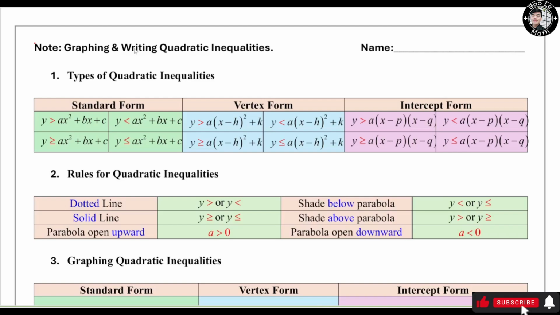Hello everyone, in this video we're going to learn how to graph and write quadratic inequalities. First, we're going to talk about the types of quadratic inequalities. We have three different forms. The first one is standard form.